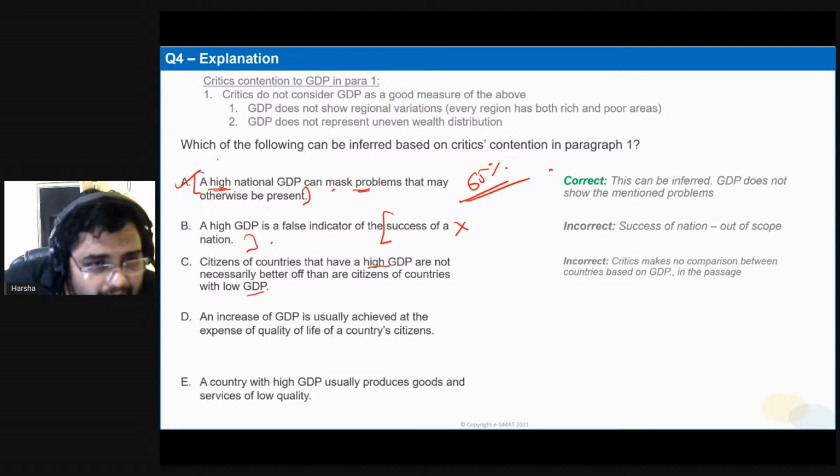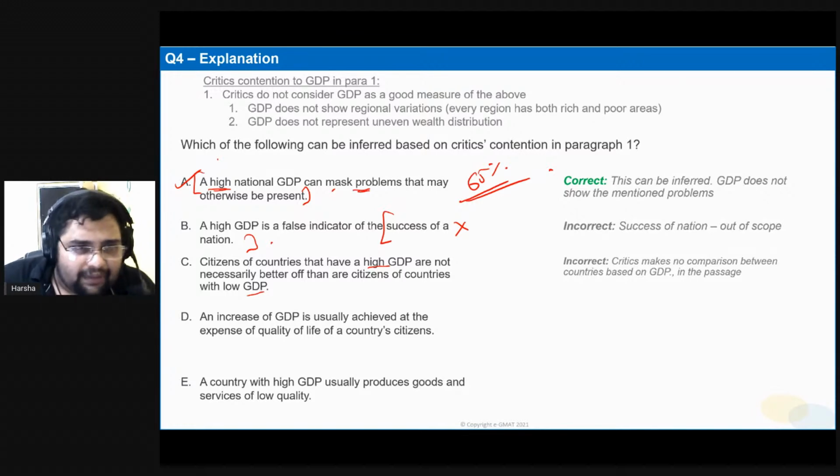I'll tell you why. Option C says citizens of countries that have a high GDP are not necessarily better off than citizens of low GDP. We don't know. All we know is that your GDP does not really reflect the economic well-being. That's all we know. For all we know, it may even be true that, despite the fact that GDP is not a very good measure, a high GDP country is still better than a low GDP country. That could still be true, along with the fact that GDP is not a good measure.